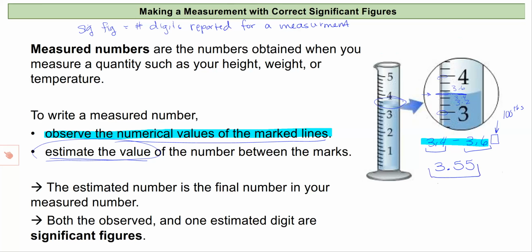And so here I have 3 significant figures that I would report. I have 1 estimated digit and 2 that can kind of be associated with a line in between this 3.4 and 3.6. And so altogether then, this is the number that I would report. I would report 3.55 milliliters, and now I have a measurement. And I have a measurement that's reported with correct significant figures.